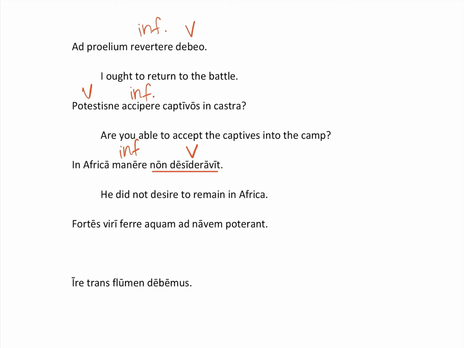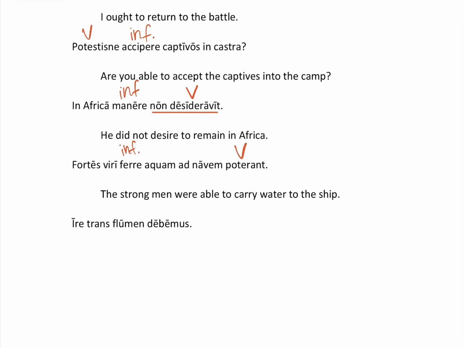All right, next one. Poterant, all the way here at the very end. That's interesting. Here's our infinitive here. It's not right next to the verb, but it doesn't have to be. Here's our verb. So the strong men, what were they able to do? To carry. The strong men were able to carry water to the ship.